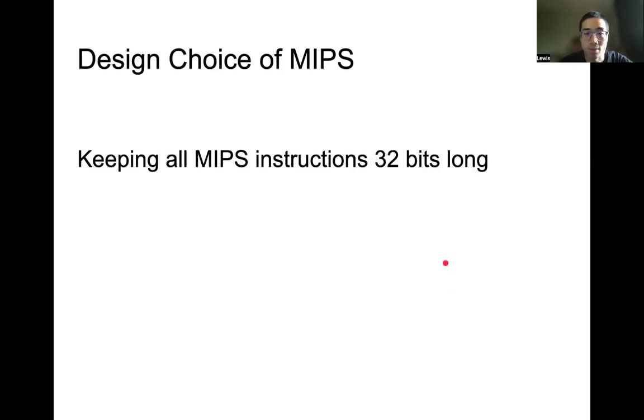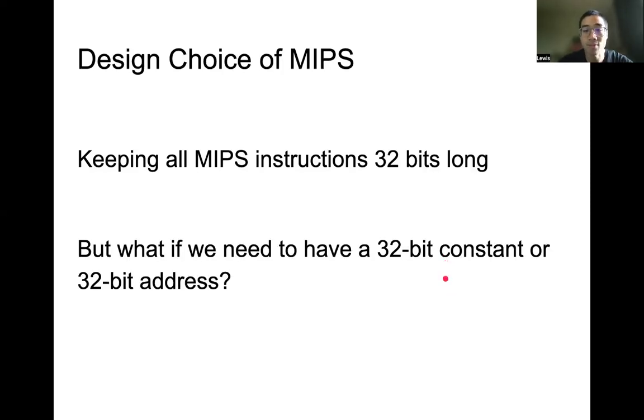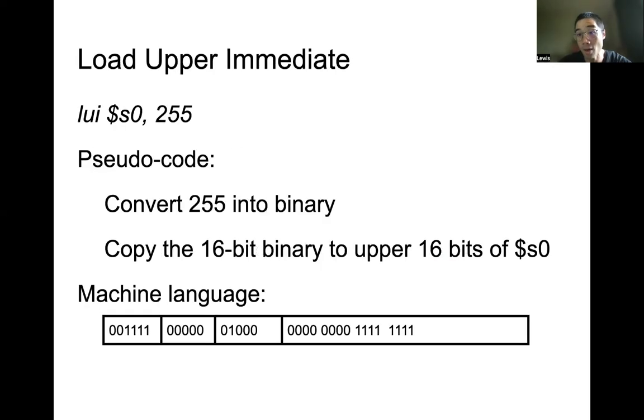long. But the problem is that sometimes we need a constant or an address that is 32 bits, but you already have some operation code or some register positions. So how can we get this 32 bits? And that's the topic of this mini lecture.